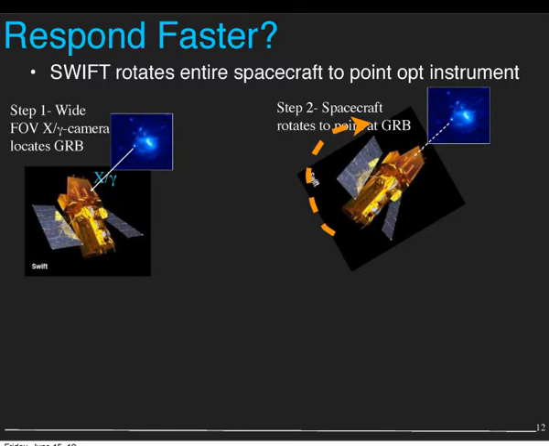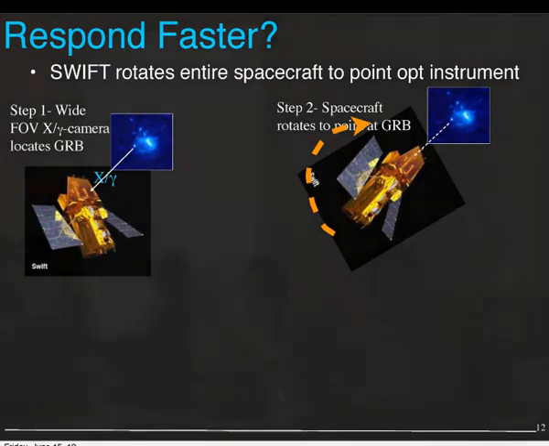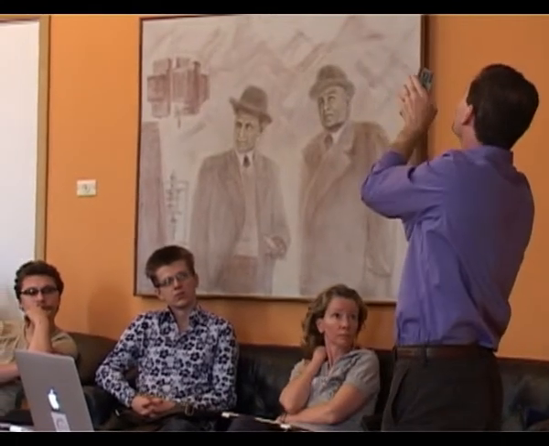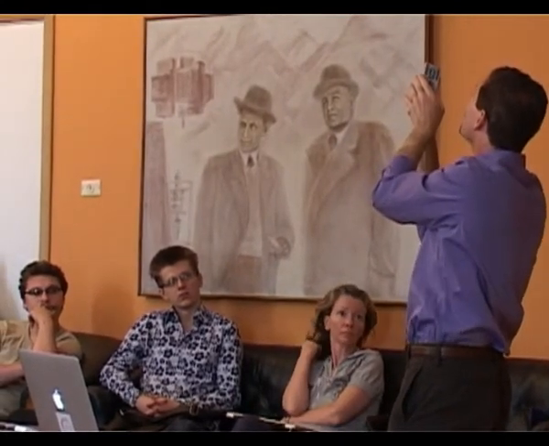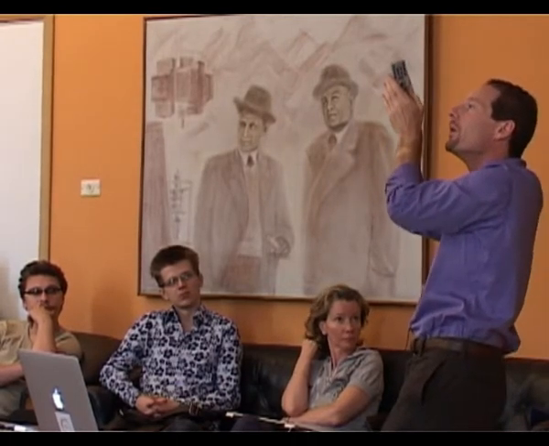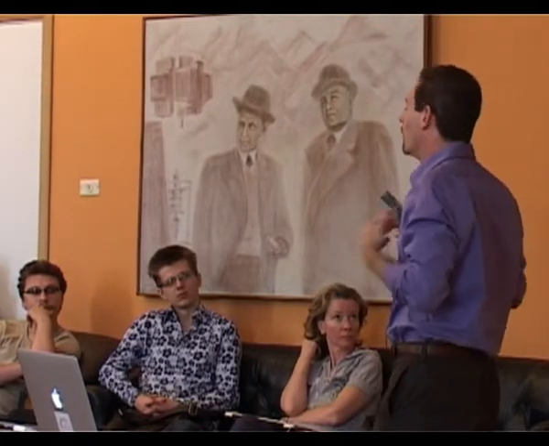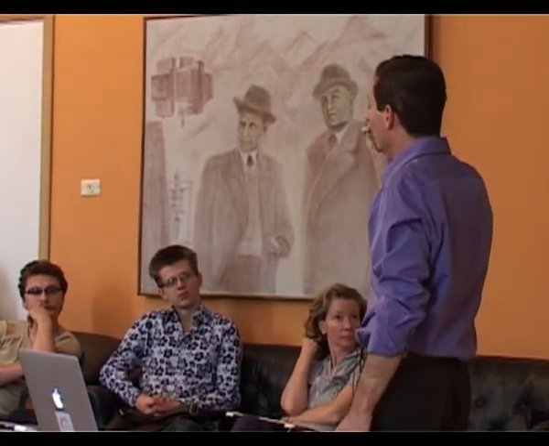Okay, so here's the Swift satellite. It's pointing over here, but it has an extremely wide field camera. The gamma ray burst is over there, and it says, okay, I'll go, tick, tick, tick, and it has to move this entire massive satellite over until it can finally point at the gamma burst. So what is the sense, however, in moving this whole giant spacecraft? Why not just move the mirror?